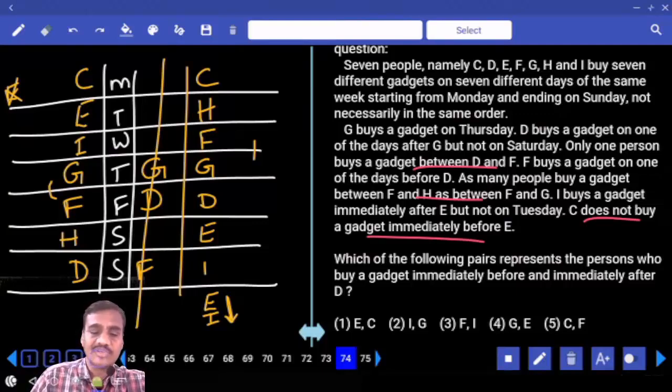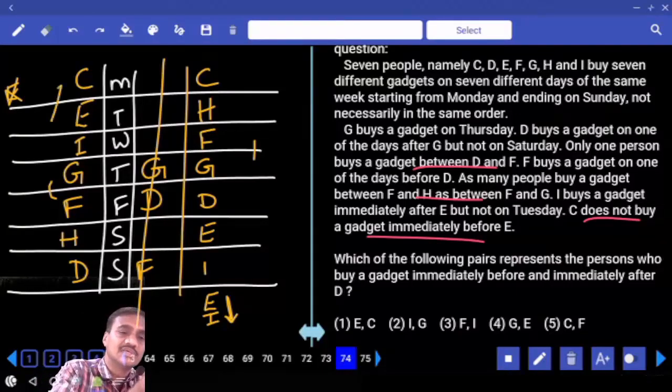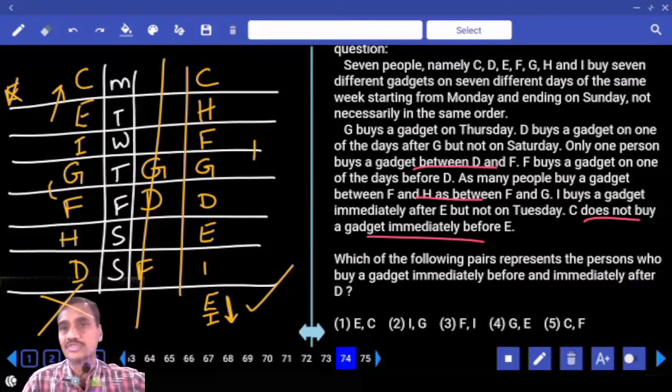And C is not immediately before E in the first case. C is immediately before E, and this case is invalid. Now we are left with only this case. Clear now? Then according to this one.